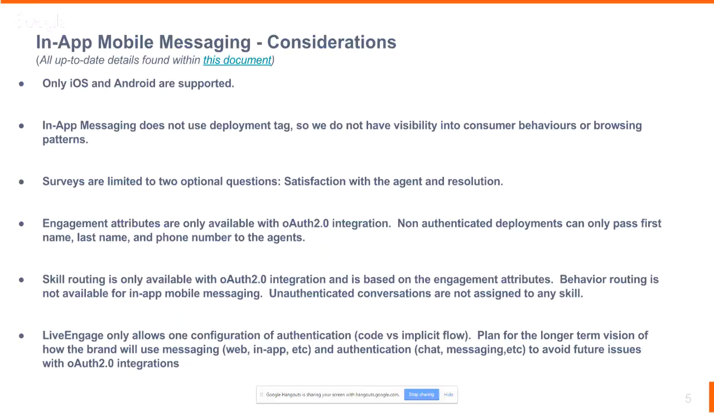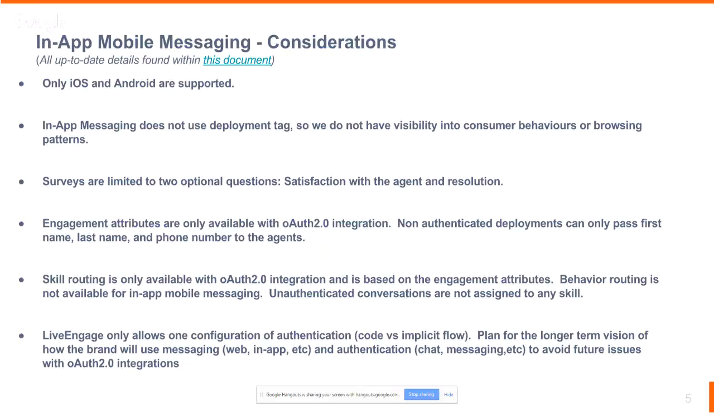Third, surveys are limited to 2 optional questions: satisfaction with the agent and resolution. The brand can choose to show one, both, or neither of these questions in the survey. Engagement attributes are only available with authenticated integration. Non-authenticated deployments can only pass first name, last name, and phone number to the agents through the SDK. It's important to talk about authentication and the value of authentication at kickoff and help the brand make authentication decisions throughout the design phase.